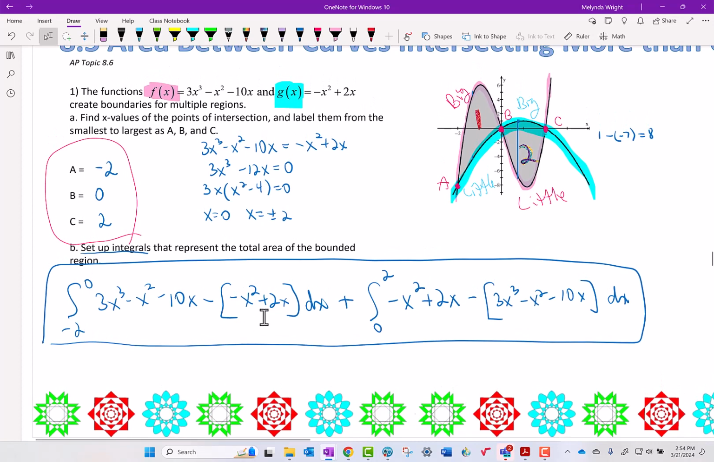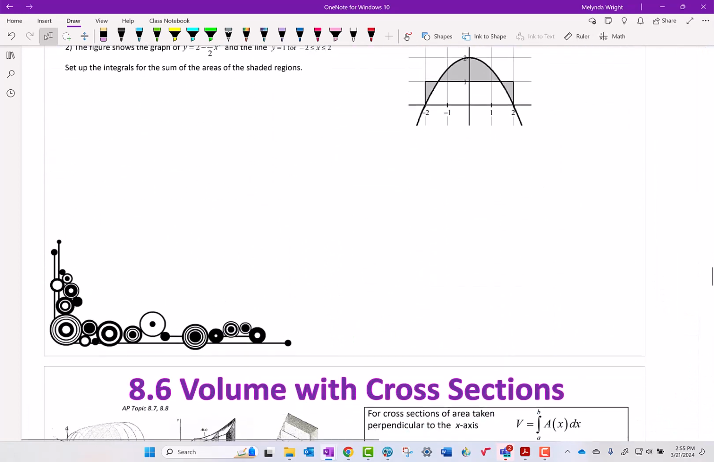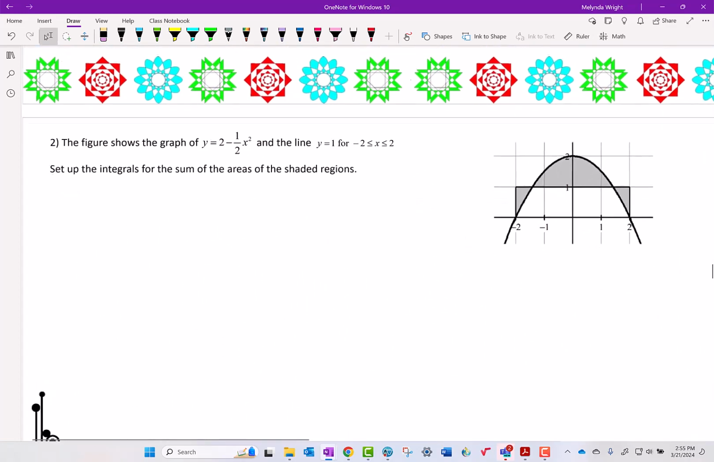Okay, how are we doing? Everybody okay? Okay, we have one more example, again, we're just looking at area between curves, this time when we intersect more than once.